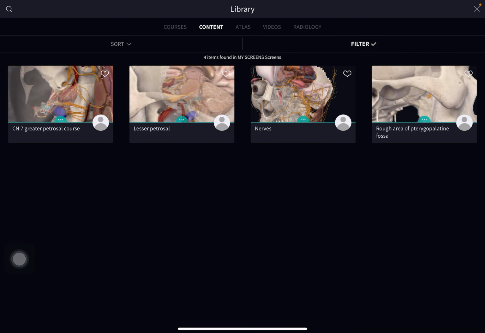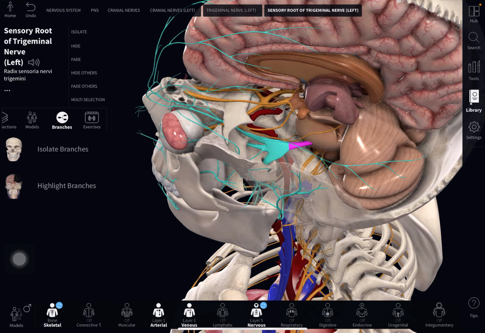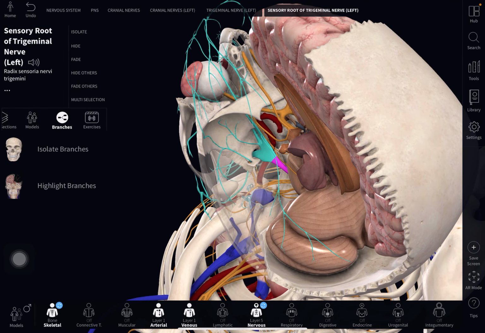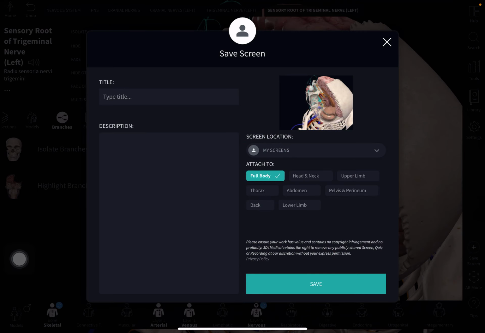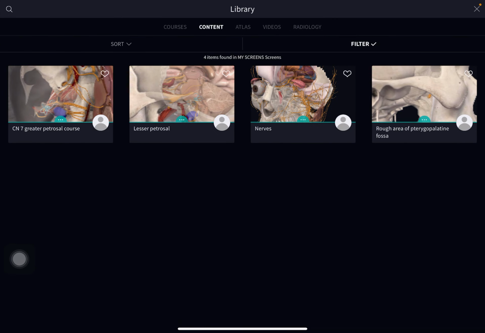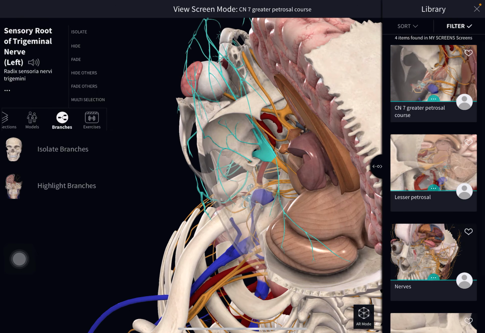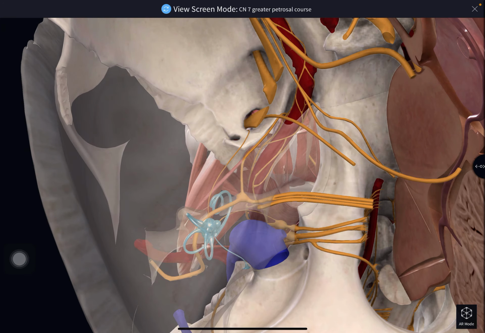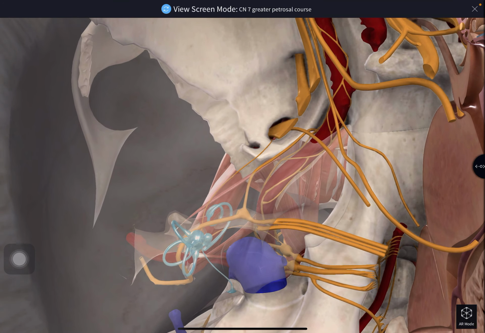this cool function, which is in the library. Sorry, you don't have to go to the library first. If you like something, like a particular view that you've dissected and you want to keep it, you go to the bottom right, where it says save screen. You type your title and description, and save it to your library. To access it, you go to your library. I already have a few screens saved, so all I have to do is press on them and it will load them in the exact same view, with all the organs and the bones arranged how you want. The only problem is that they don't highlight what you highlighted previously.